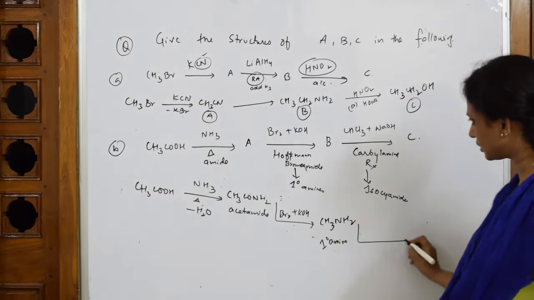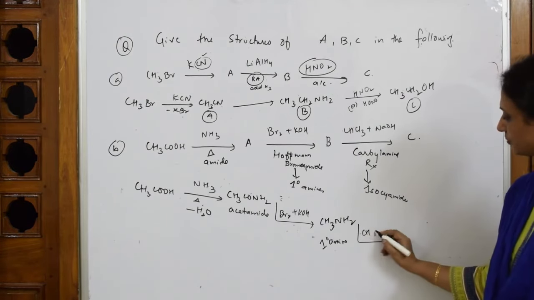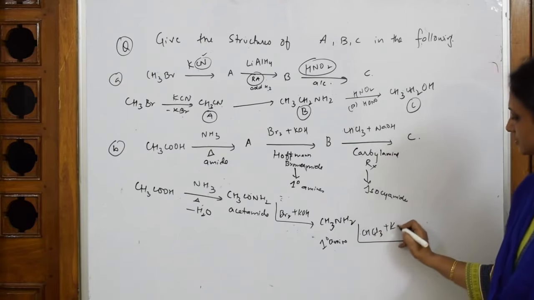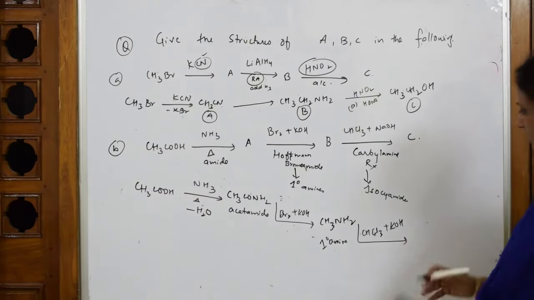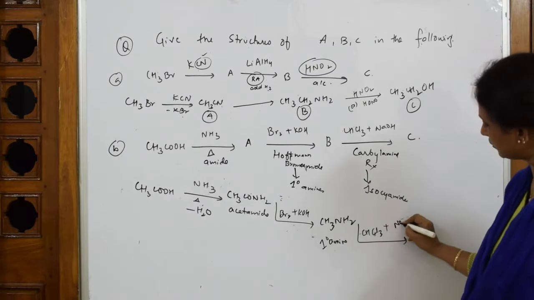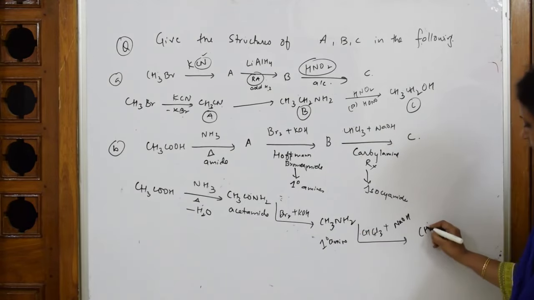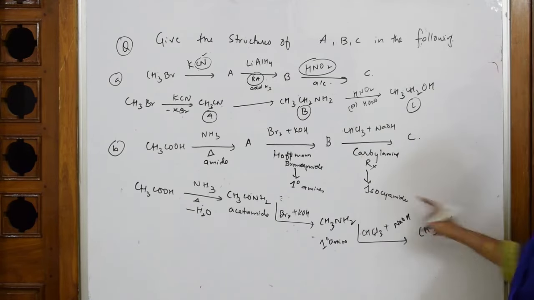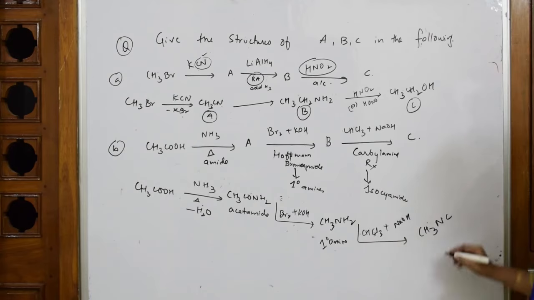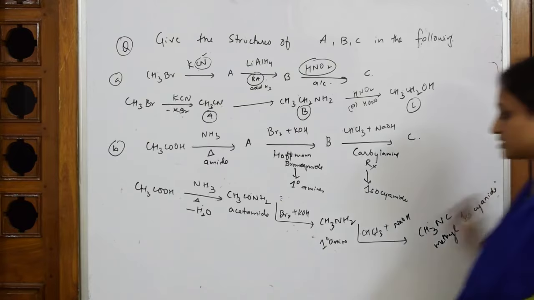After this, what are we going to do? We are going to take chloroform plus KOH. So chloroform, NaOH is given to me. Okay, done. Chloroform and NaOH, carbylamine reaction. This is going to get converted to CH3 isocyanide, methyl isocyanide.